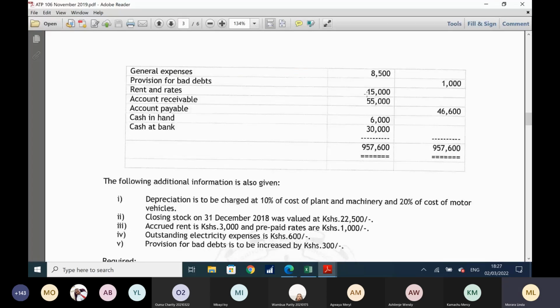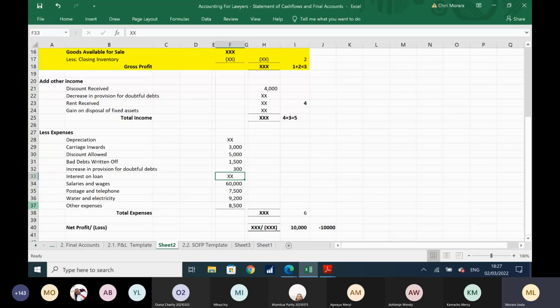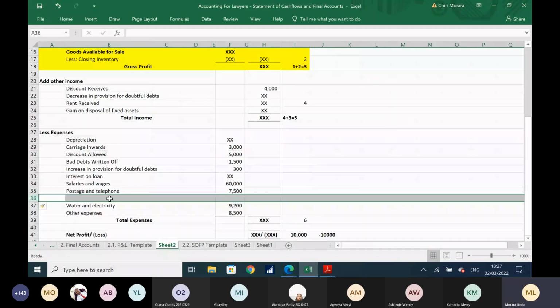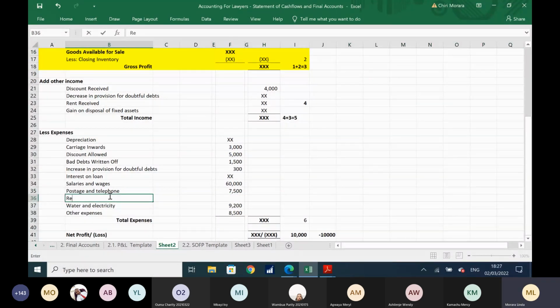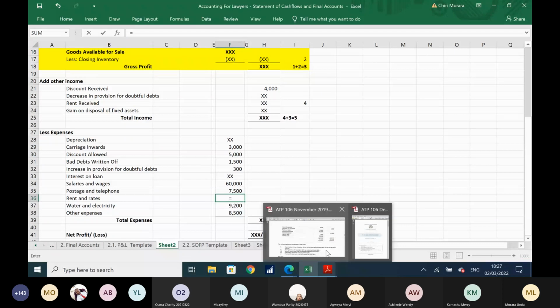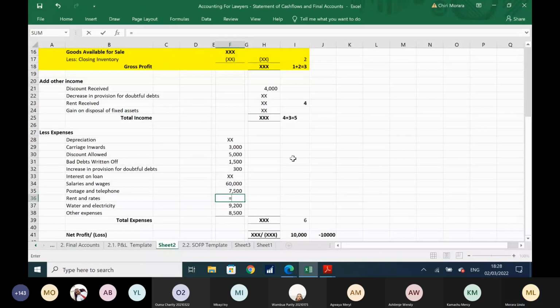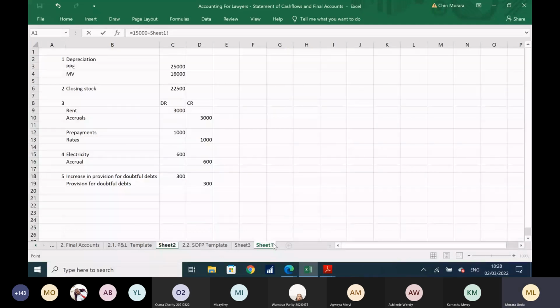So rent and rates, you have 15K. It looks like I do not have that in the template as well, so let me insert it. Rent and rates, which is 15,000, is it? Yes, it is 15,000. And then in your additional information, you had something touching on it. You had rent, the expense, you were debiting it there, right? But then also you were crediting it in this one. Yeah. So that is it.